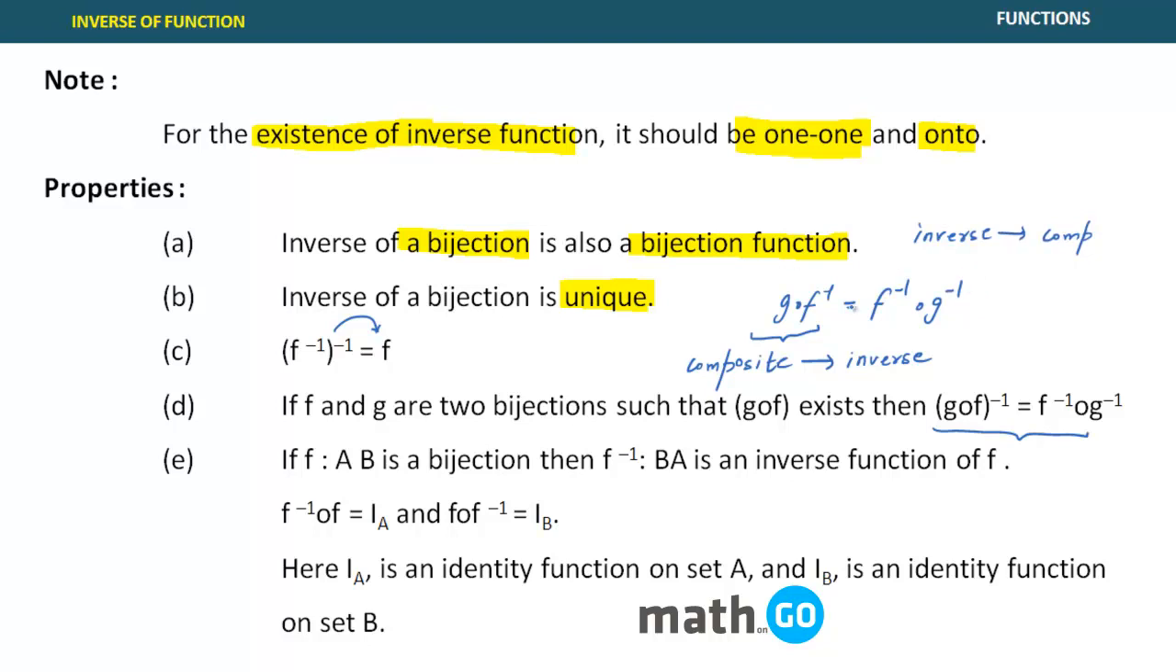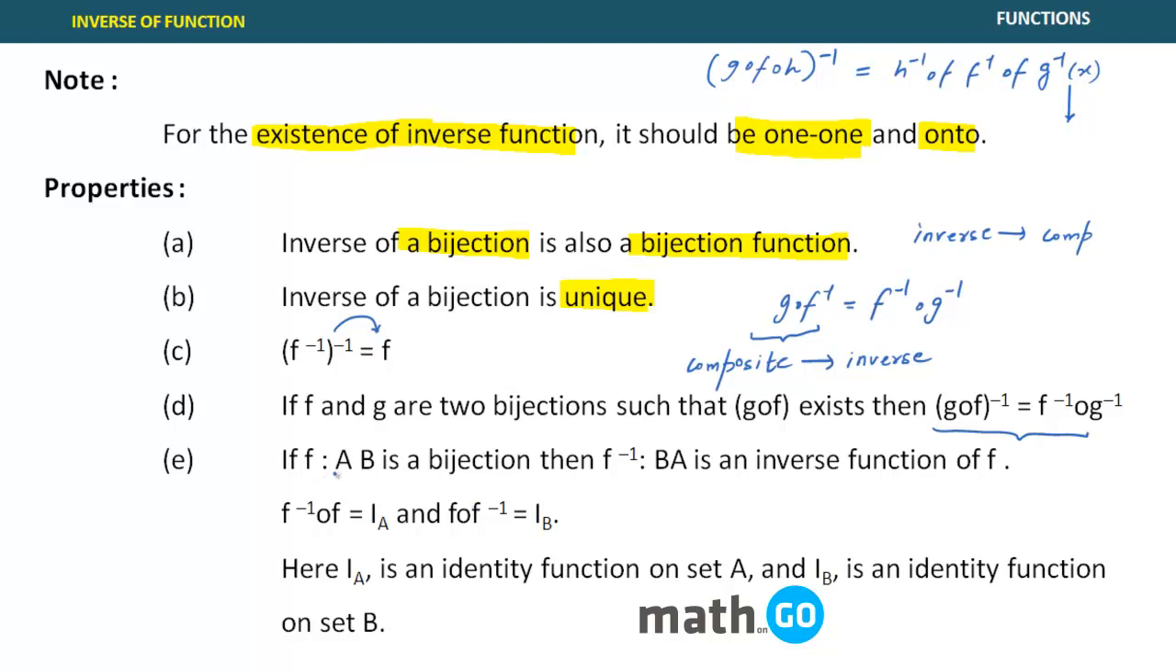This property is in fact valid for three or more functions also. For example, if it is given as (g of f of h) inverse, I can write this the other way around, so the order gets reversed: h inverse of f inverse of g inverse. The first thing you will calculate on the LHS will be g inverse x, then put the value into f inverse. I'll illustrate this with an example, don't worry about it.